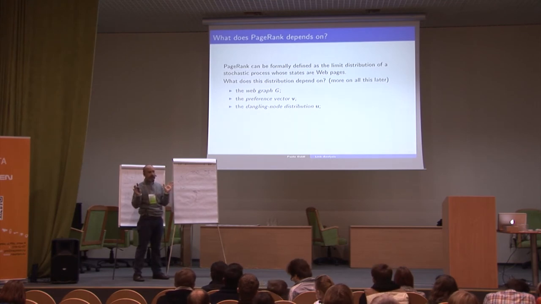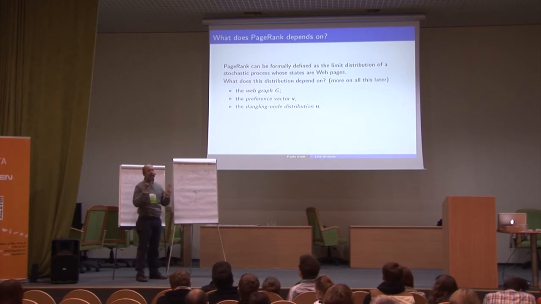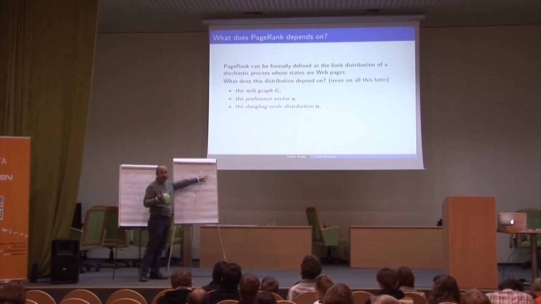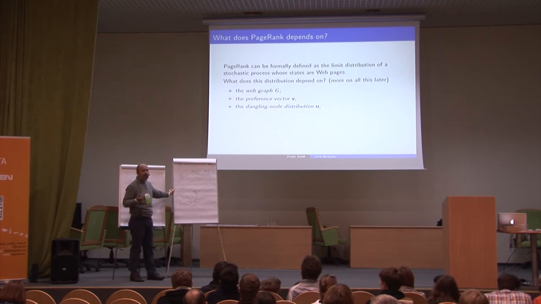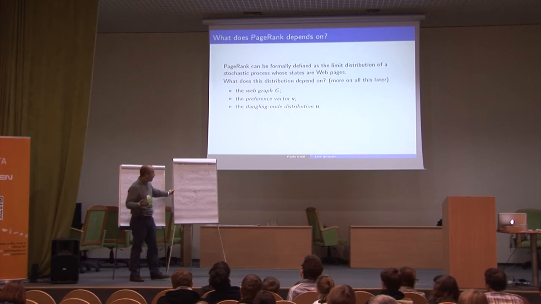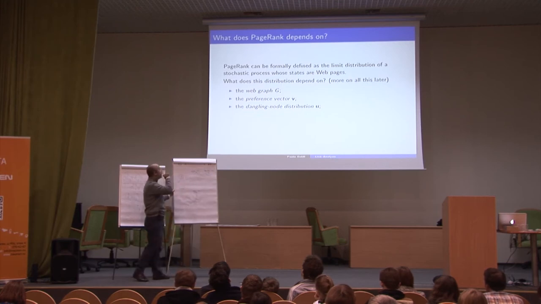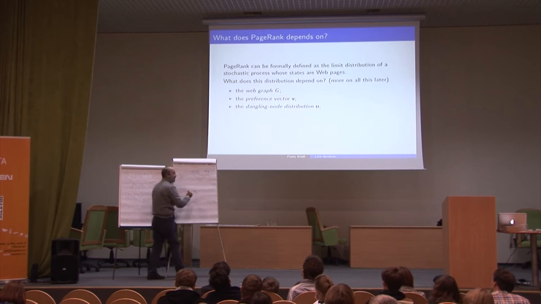Is the process clear? Okay, so a part of my money is not mine. It directly goes to the state. The part that is really mine either is given to the out neighbors, if I have some, or if I don't have some, it's redistributed. And here you see all the ingredients. The ingredients are alpha, the amount of my money that I can give away, or if you prefer, 1 minus alpha, that is the amount of taxation, V, that is the preference vector, and U, that is the dangling node distribution. And of course, here is not written, but it's clearly important, the graph G.